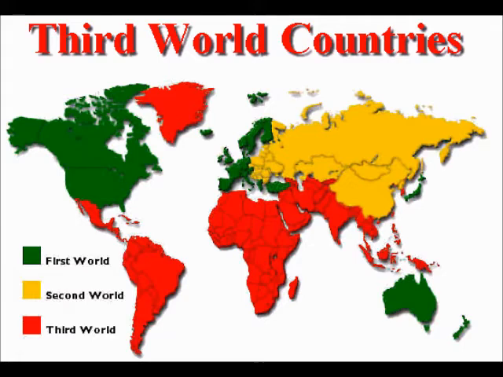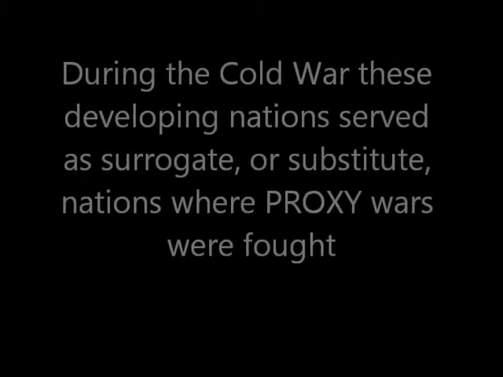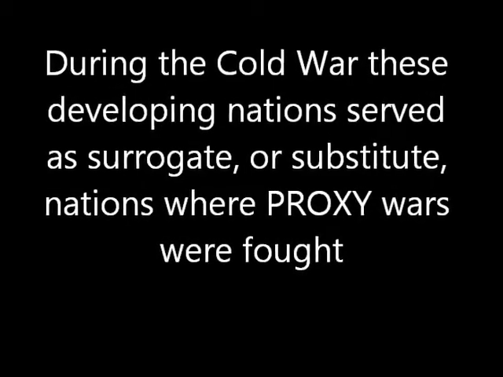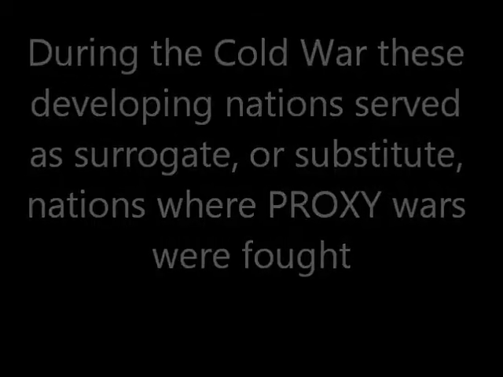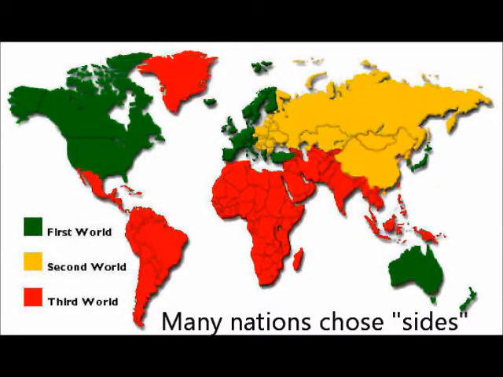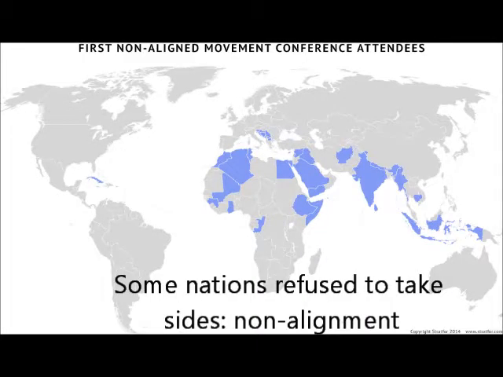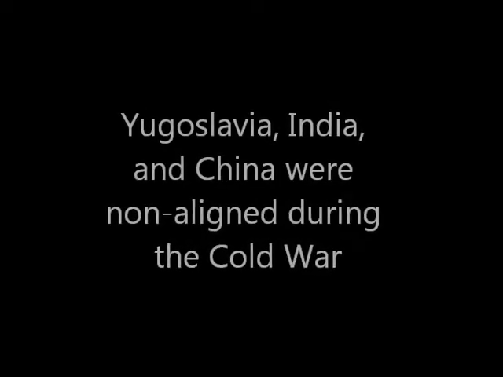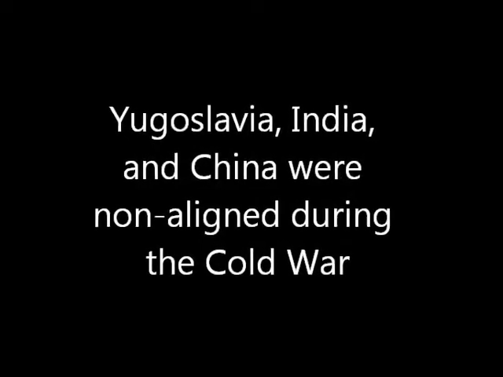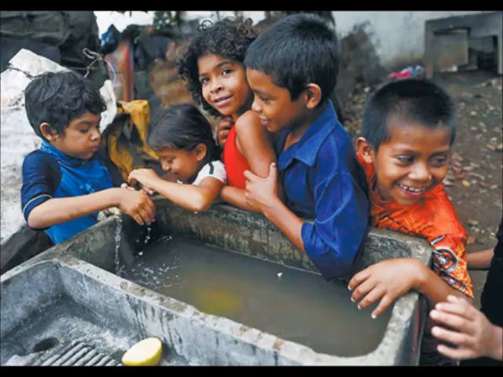Many third world nations were surrogate or proxy nations during the Cold War, where proxy wars were fought. Remember Vietnam and Korea from our last units? And finally, and this is really an important term for your Regents exam and final, some countries weren't part of this whole terminology during the Cold War. Some nations refused to take sides during the Cold War and kept to themselves. These nations were non-aligned nations and practiced a policy of non-alignment. These included Yugoslavia and India during the Cold War period. Remember, the term non-alignment means that you refuse to take sides in a conflict.